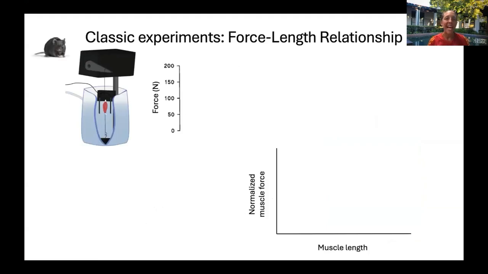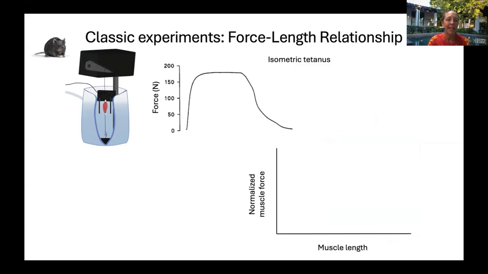When I think of classic isolated muscle experiments, I think of the force-length and the force-velocity relationships. Just to remind you how to perform these types of experiments, you put the muscle in the bath and fix the muscle at a particular length. Then we would stimulate the muscle maximally to obtain an isometric tetanus.